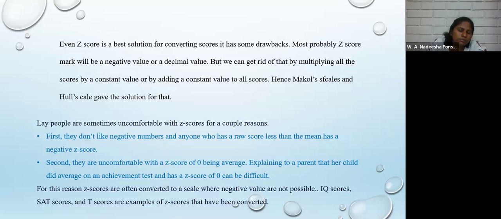And also there are some other scores: IQ scores, SAT scores, T scores, Z-scores. There are some more scores. If you browse the internet, you can find so many scores there. Among them, we discuss only McCall's scale, which is called the T score, and Hull's scale.